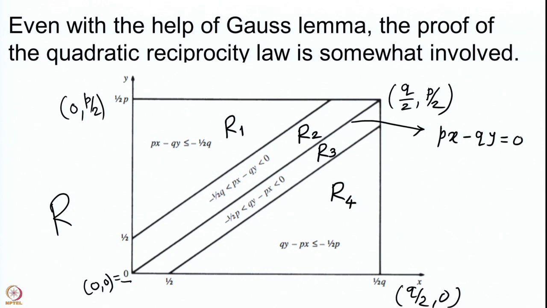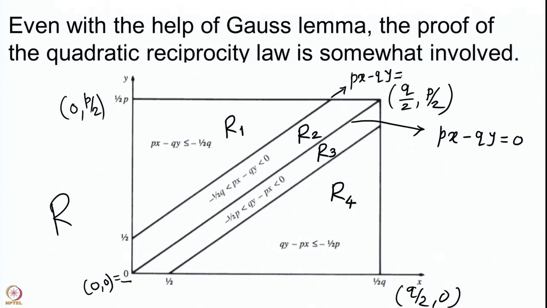So, that will tell you that the equation of this line is px minus qy equal to 0. Now, this line is also parallel to the diagonal line of the rectangle. So, this will be given by px minus qy equal to some number. Its equation will look the same except that the constant term in the equation of the line will change.